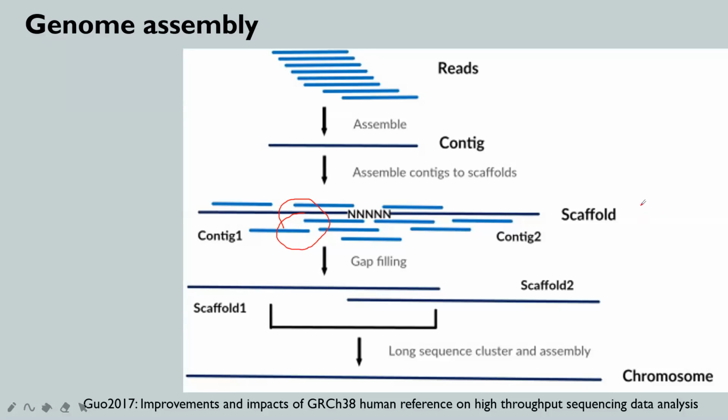So we have these scaffolds, and these scaffolds are further assembled into chromosomes. For that, we use linkage mapping, either in the scaffolding stage or in the chromosome stage. As an example, let's take this particular scaffold. Here we have about 10 contigs making up the scaffold. How do we know the order of these contigs?